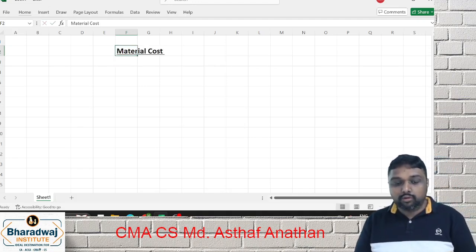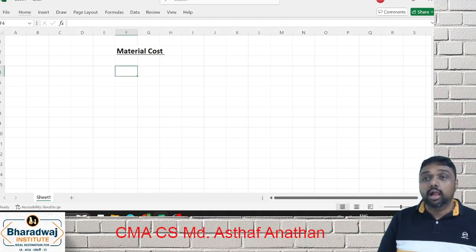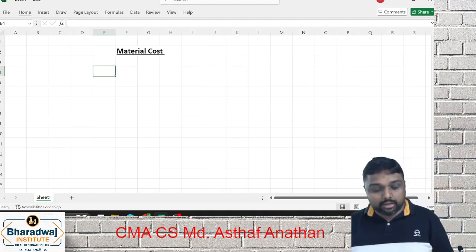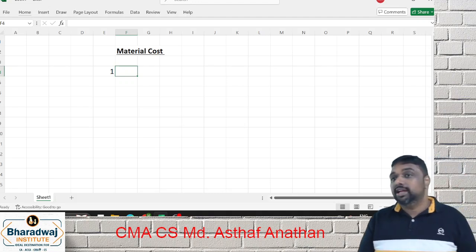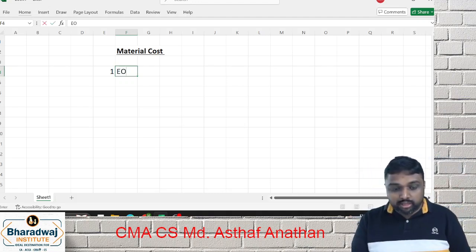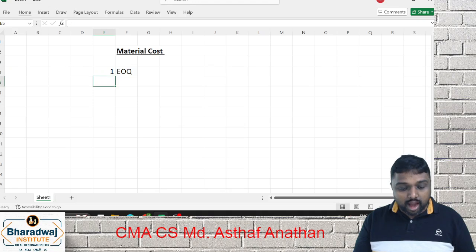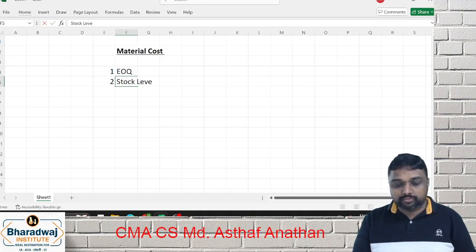Now coming to our main area, the first element of costing, called material cost. See what we have to learn in this material cost. In the exam, there is the most chance of two areas coming: one is the EOQ related question, another is the stock level question.